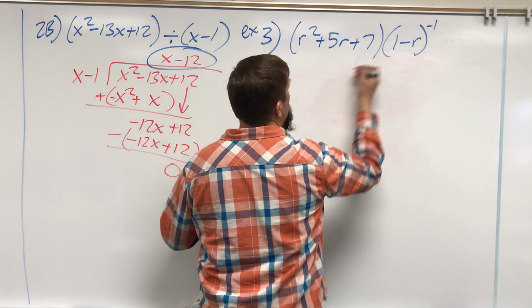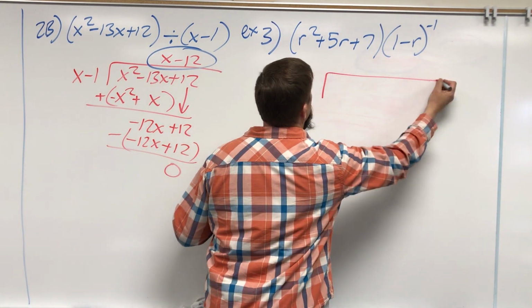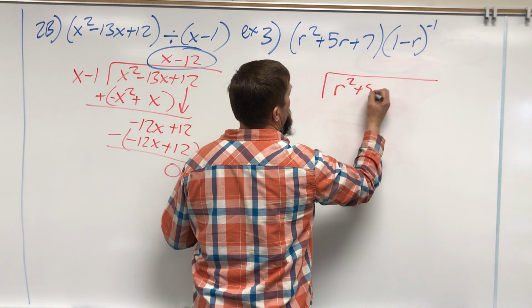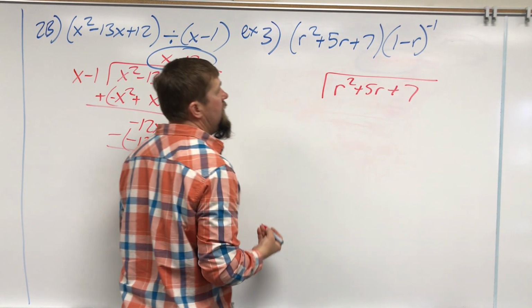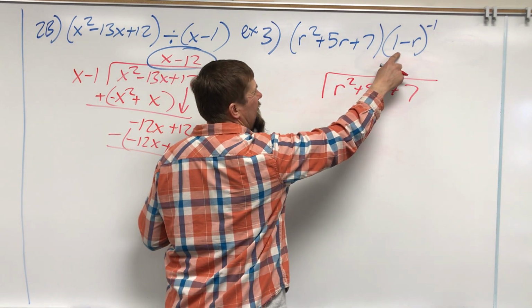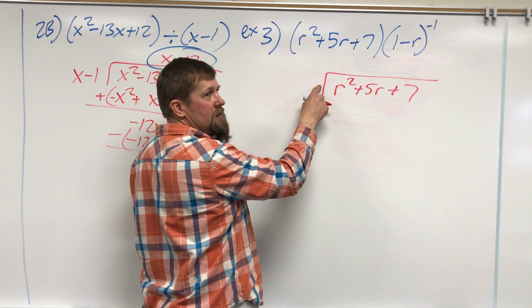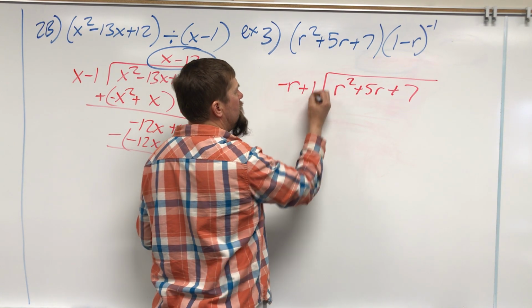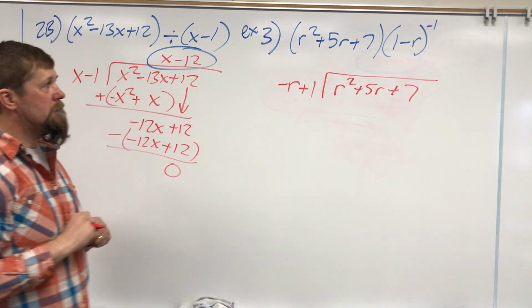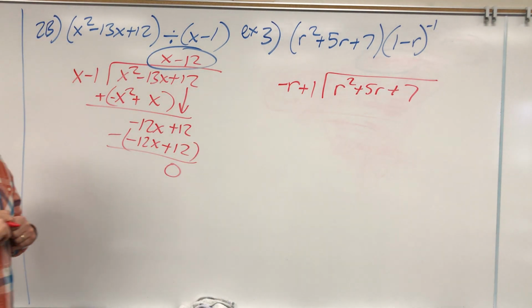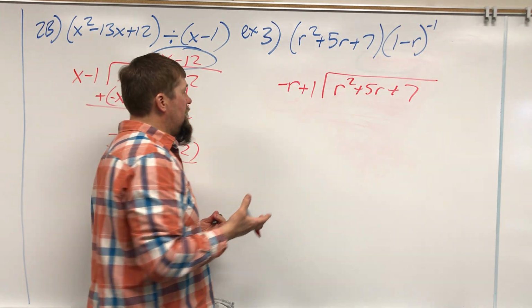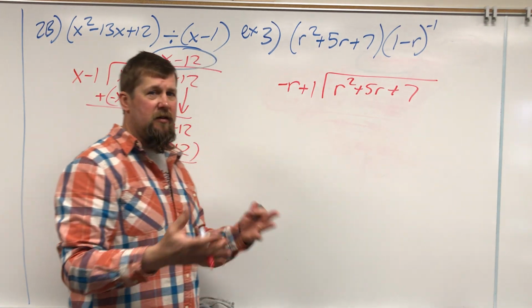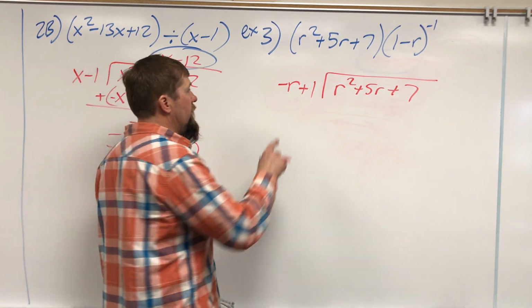This time, we're still going to go ahead and put the r squared plus 5r plus 7 underneath, but instead of dividing by 1 minus r, we're going to put it in standard form. So it's negative r plus 1. Now, you do exactly the same thing. If you've got the process down, it's not a problem. You should just do it.